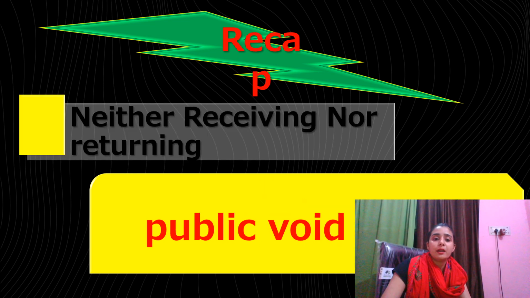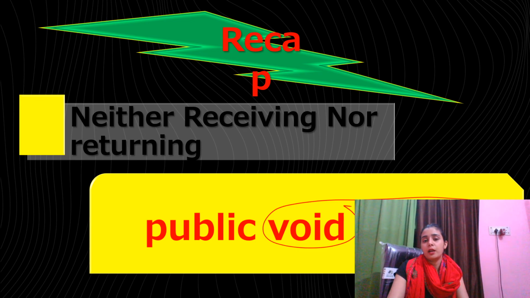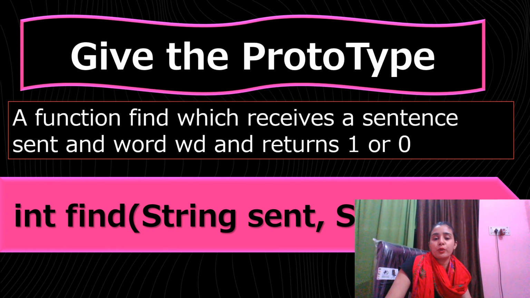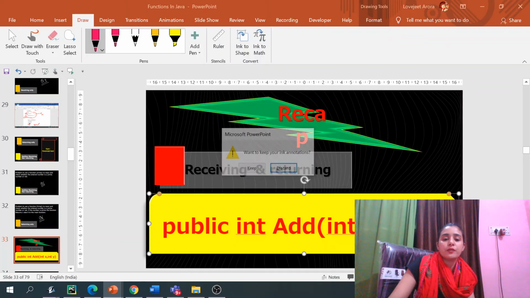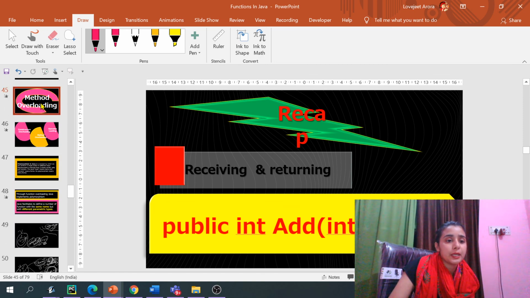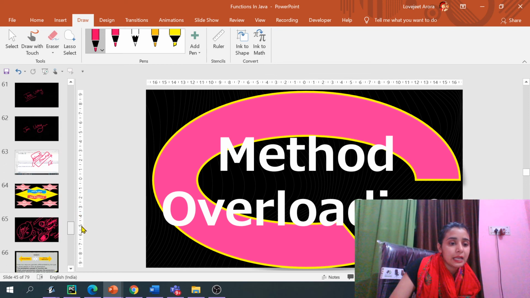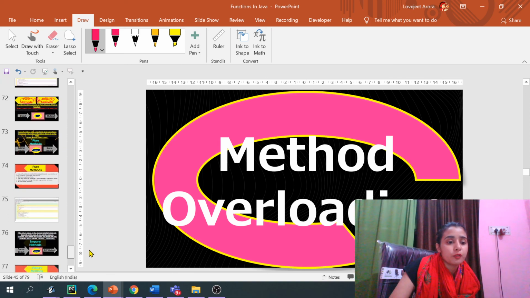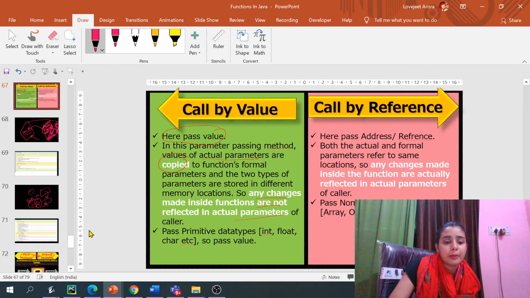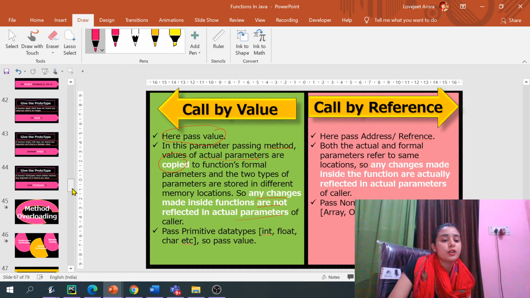Next, neither receiving nor returning means void will be there and it is not receiving anything, right? So this was all about that. From the next video I will do some questions with you. Till now we have done the main concepts, call by value and call by reference. What is left now is method overloading, and afterwards, nothing is left, only pure and impure functions. That is exactly the same as call by value and call by reference, but I will tell you again in the next video when I discuss method overloading.